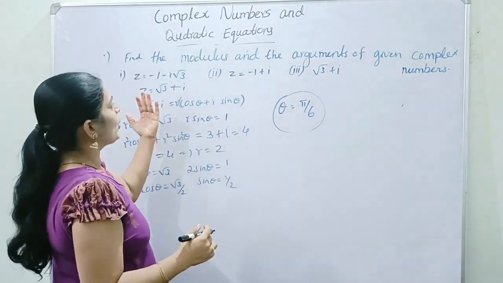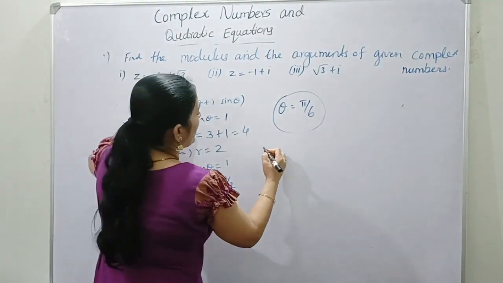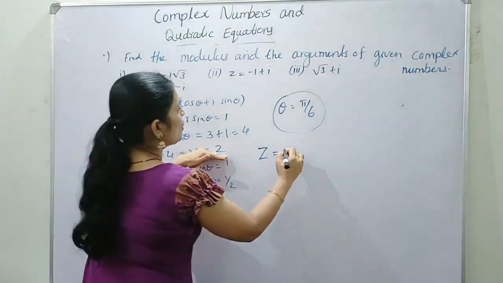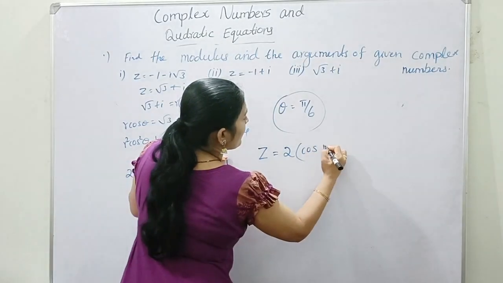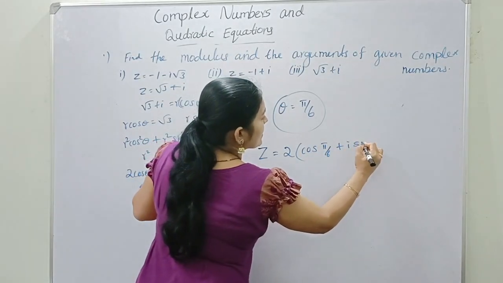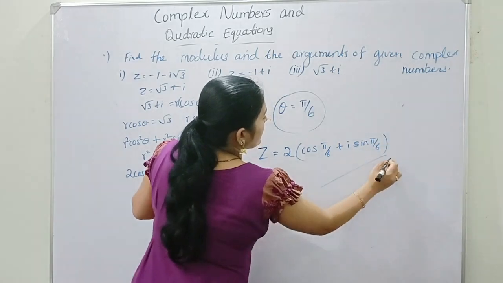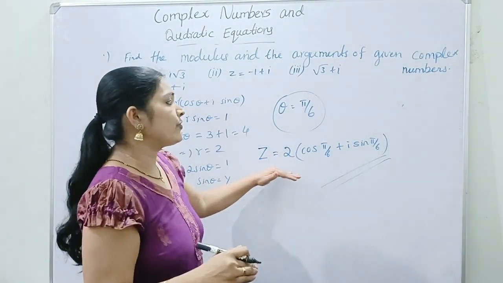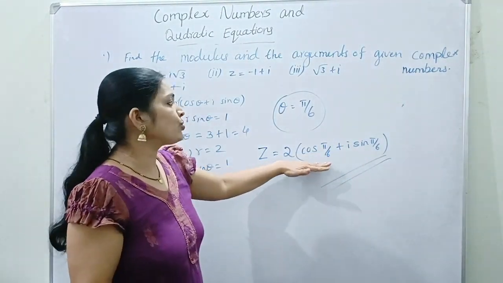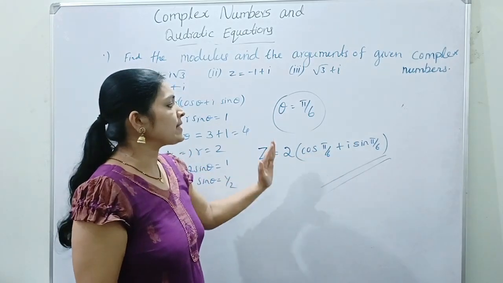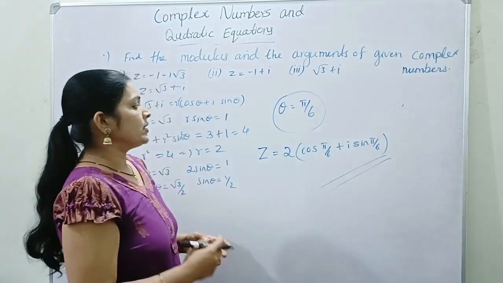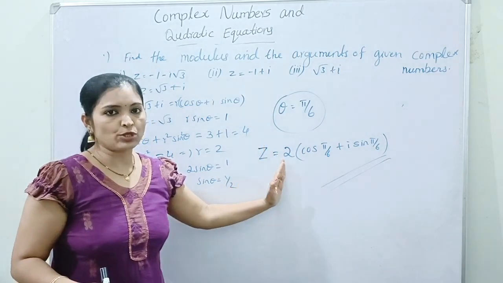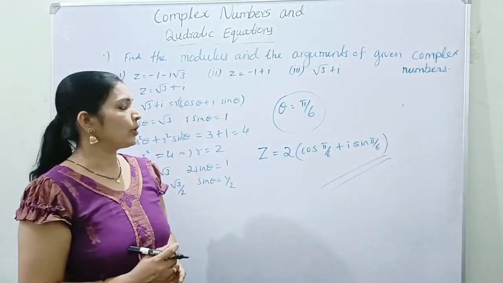Now how can we write it in polar form? Let us see. Here the polar form of the given complex number is r, that is 2, into cos pi by 6 plus i sin pi by 6. Okay, it is the polar form of the given complex number. If you are asked to write the polar form of a given complex number, at last you have to write this one. After finding the modulus and theta value, you have to write that the given complex number is equal to r into (cos theta plus i sin theta), substituting the r value and theta value.